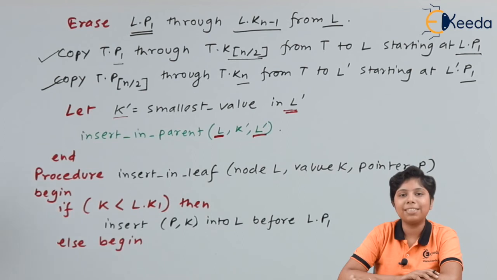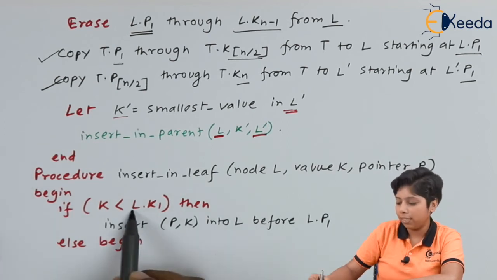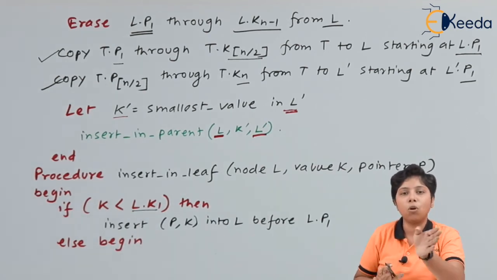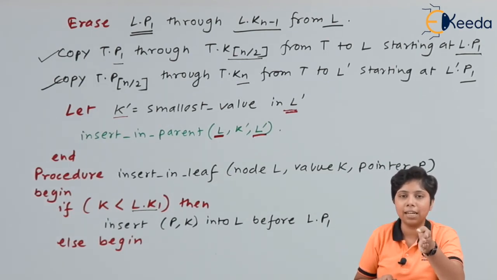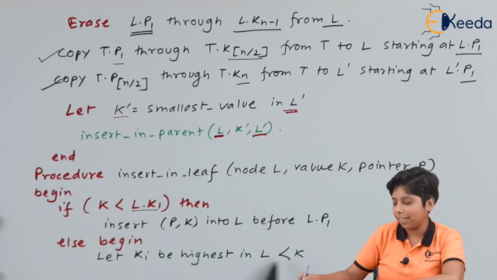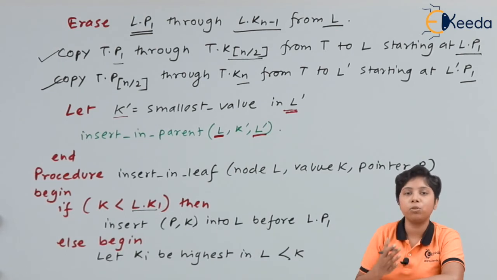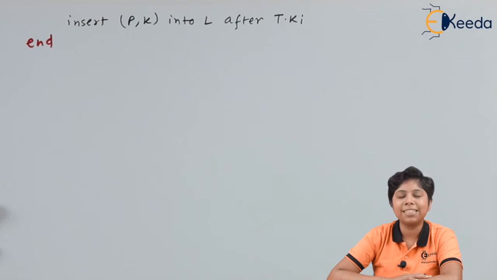And if K is greater than the value K1, then we need to put all the values from K1 until the value that is less than K, then put K, and after that the rest of the values. So if Ki is the highest in L that is less than K, then we need to insert K after it. So that is the part of insert in leaf.